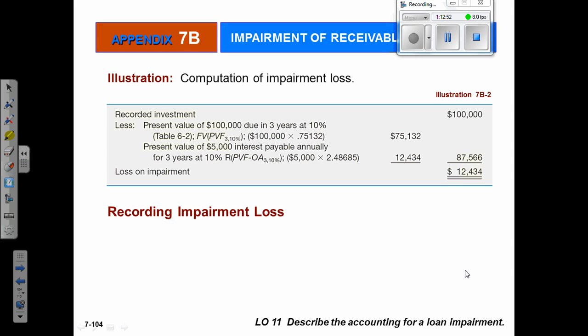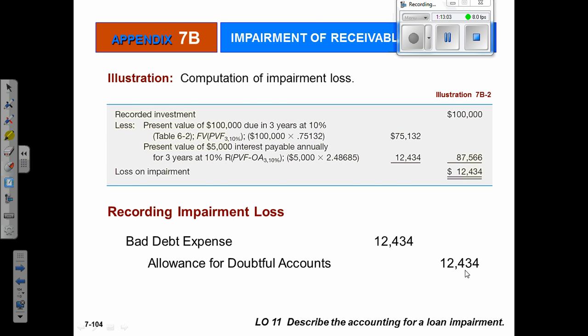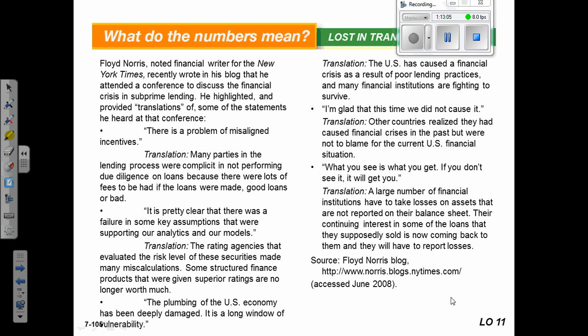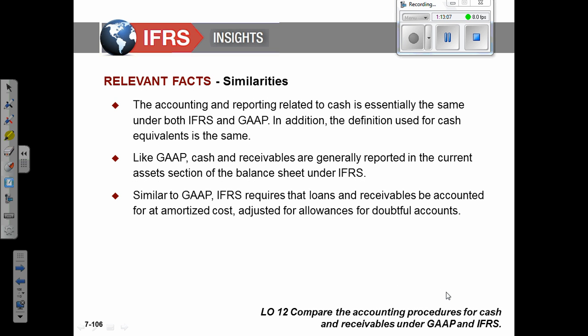Okay? You do this with property, plant, and equipment later too. We look at the present value of the future cash flows it's going to generate and compare it to its historical cost, and we write it down. Okay, guys? So bad debt expense and allowance is the idea here. Okay? So, all right, guys.